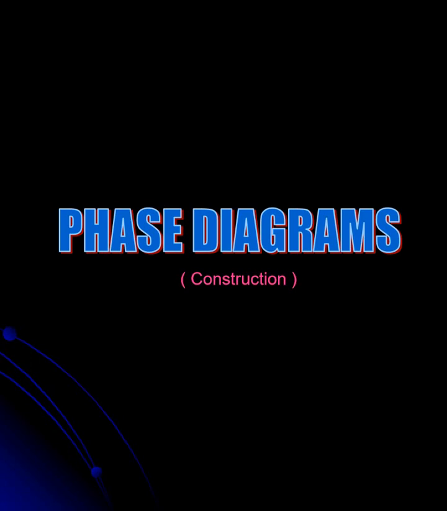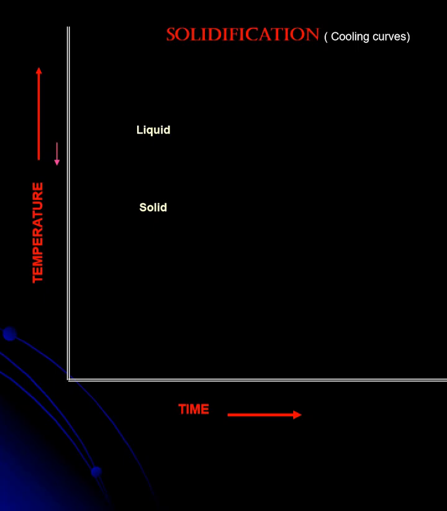Phase diagram construction. A phase diagram is constructed by using cooling curves. Cooling curves represent the solidification of the metal. Plot the graph between temperature versus time.